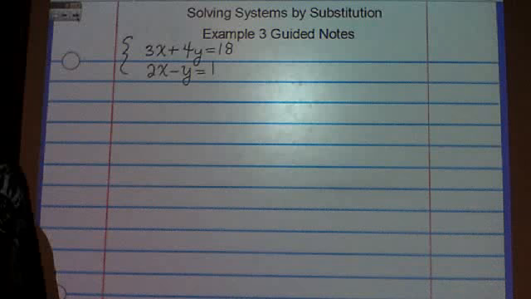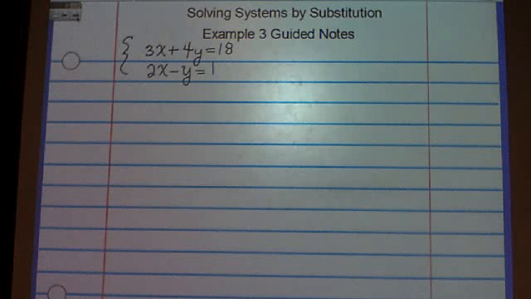Number 3 from your guided notes. You should be working this on your scratch paper. Actually, no, not your scratch paper. Actually, put this in your notes as your examples that you can come back to. You can also come back on the video.